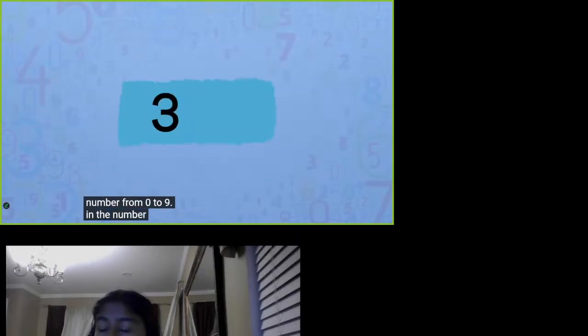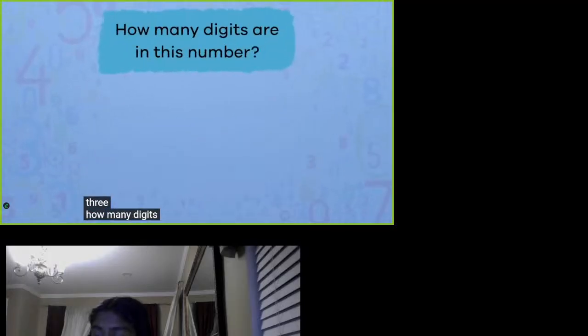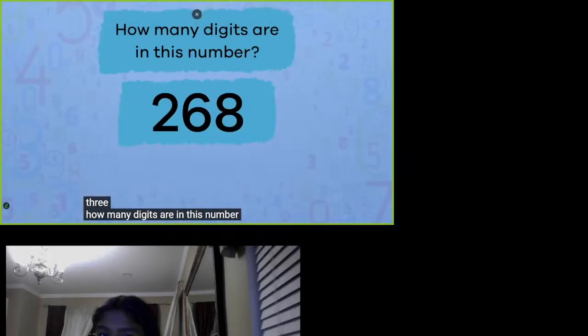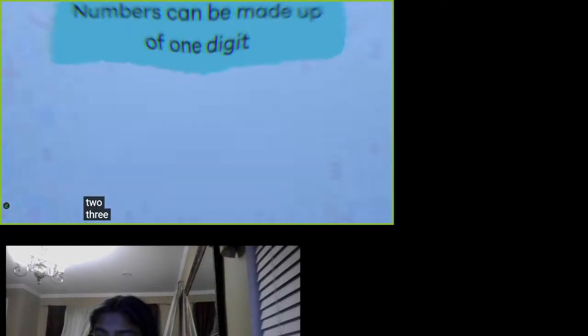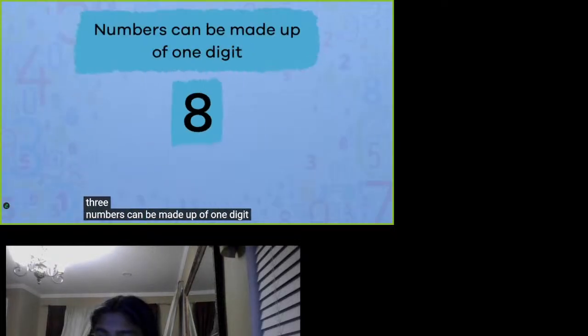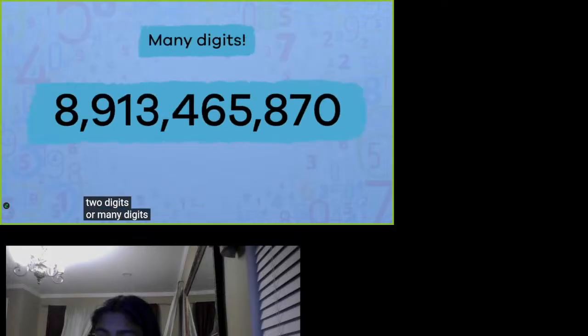In the number 356, there are 3 digits. 1, 2, 3. How many digits are in this number? It's 3 again, isn't it? 1, 2, 3. Numbers can be made up of 1 digit, 2 digits, or many digits.